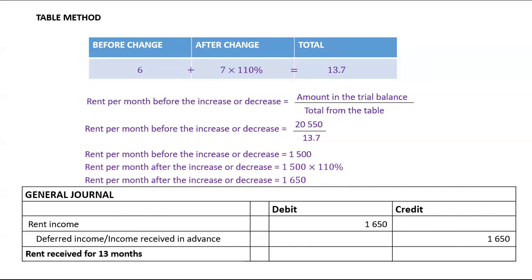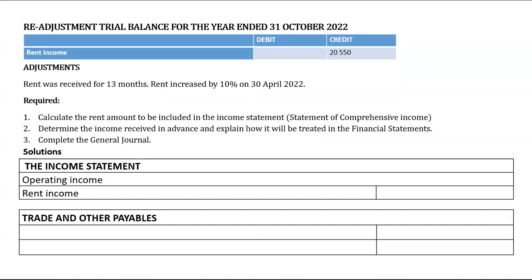I will not do the general ledger again. I've just moved to the income statement. Our rent was sitting at 20,515. We need to reduce it by the rent that was received for November, which was 1,615. Our actual rent income should be 18,900. That 1,615 will be recorded in trade and other payables as income received in advance.